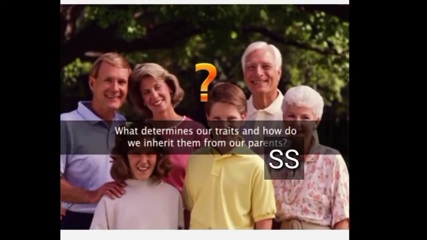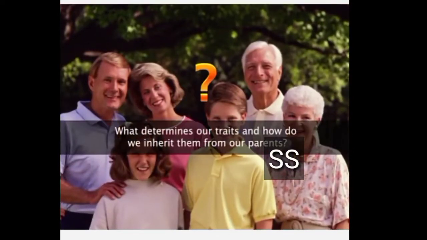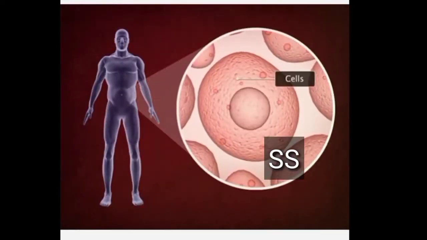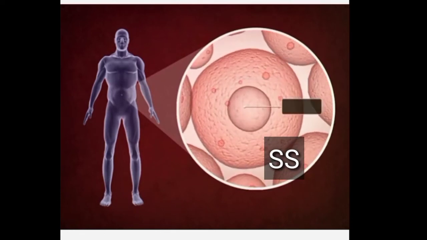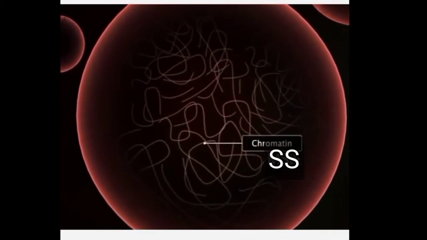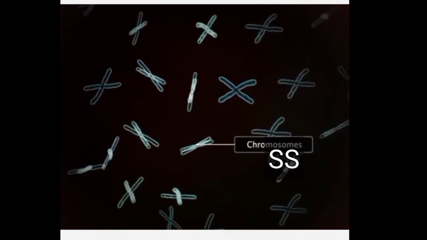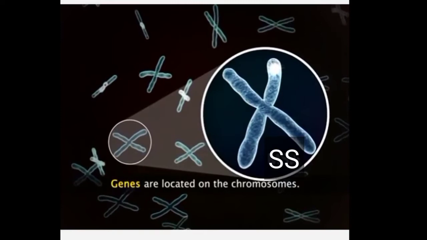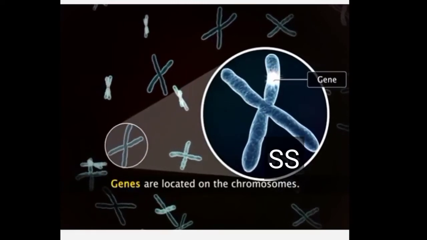What determines our traits, and how do we inherit them from our parents? Our body is made up of cells. A cell has a nucleus, and in the nucleus is material called chromatin. This forms the chromosomes. On these chromosomes are located thousands of genes.